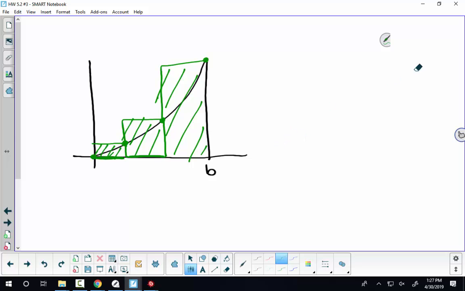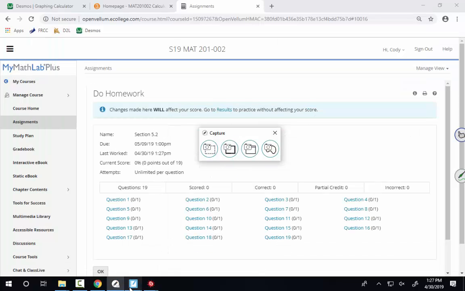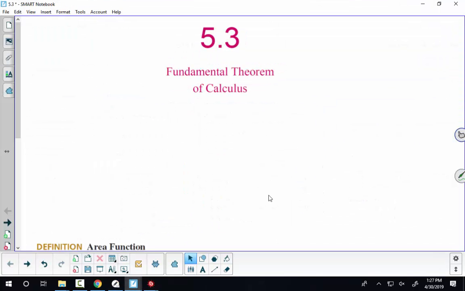Okay, does anyone have any other homework questions? So then let's start 5.3. Did anyone have any questions on those last two examples from 5.2?